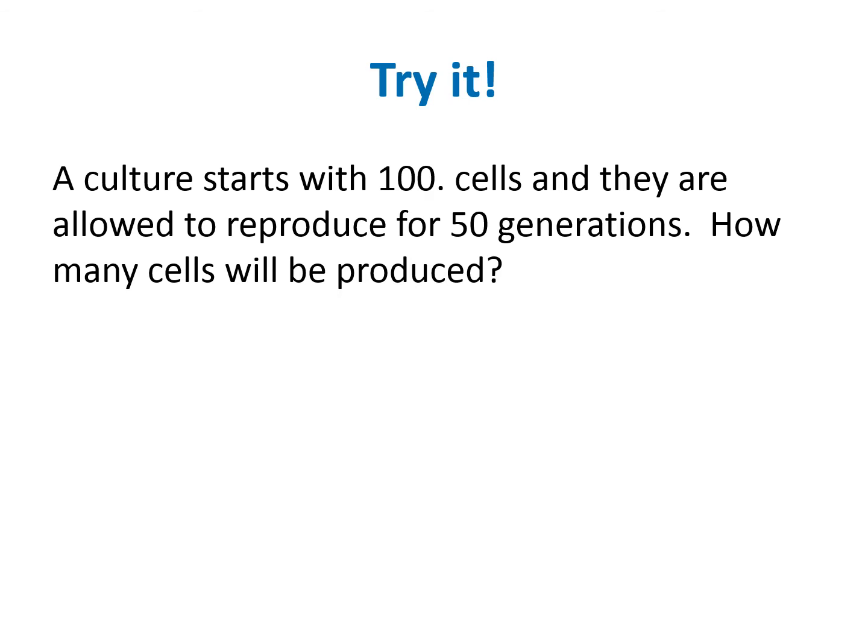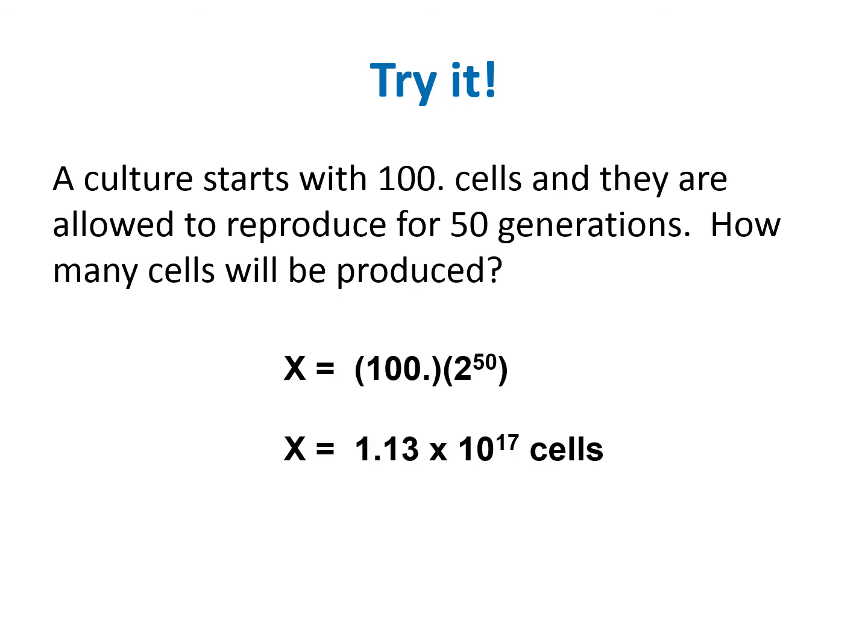All right, let's take a look at how to do this. Remember, the equation that I gave you was the number of cells, which I'm calling X, is equal to the number that we started with. The problem tells us that we started with 100 cells, so we put 100 there. The next part was 2 raised to the number of generations. You're told in the problem that there were 50 generations, so you should have an equation that looks like this: X equals 100 times 2 to the 50. If you put this in your calculator, you should get 1.13 times 10 to the 17 cells.